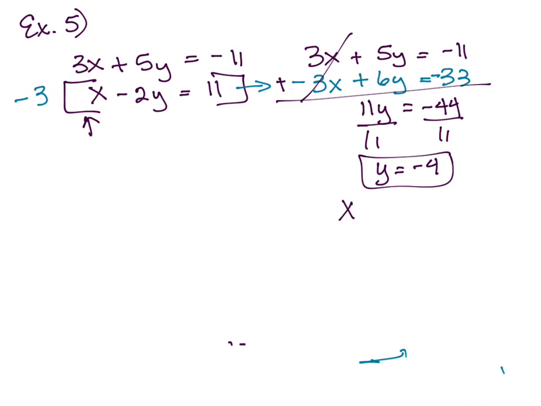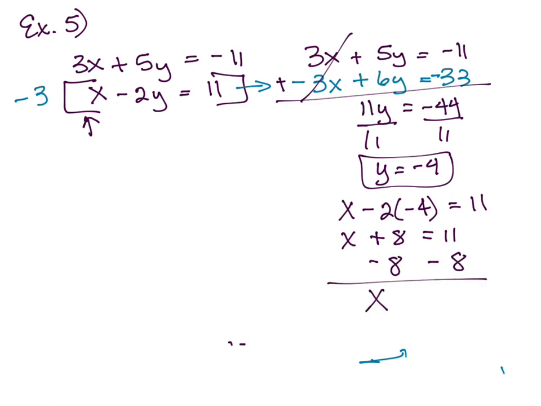Okay. So x minus 2 times negative 4 is equal to 11. So what do I have? X plus 8 is 11. And then minus 8, minus 8. X must be 3. And we check. 3 comma negative 4.